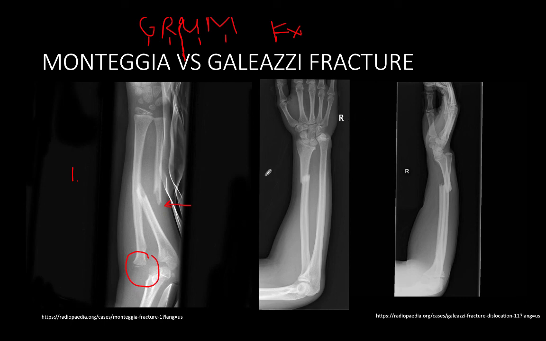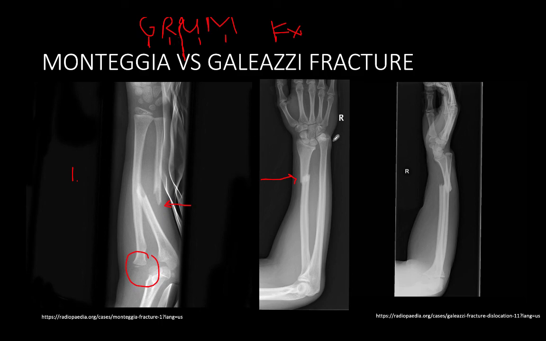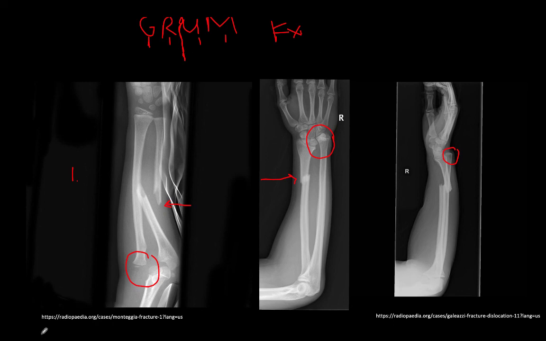You'll notice in the image in the middle, now this is a radial fracture. We know the G goes with R, Galeazzi, the radius is fractured, and then the ulna is dislocated distally. And you'll notice the dorsal displacement of the ulna on the lateral view. So Monteggia versus Galeazzi: Galeazzi is a more distal injury, and Monteggia is a more proximal injury.